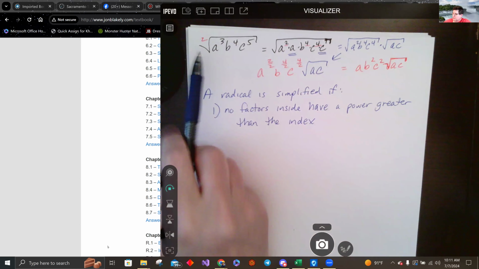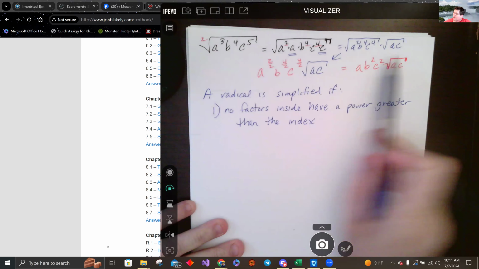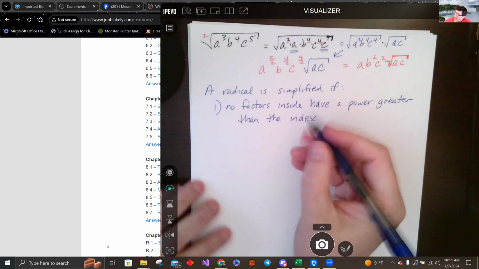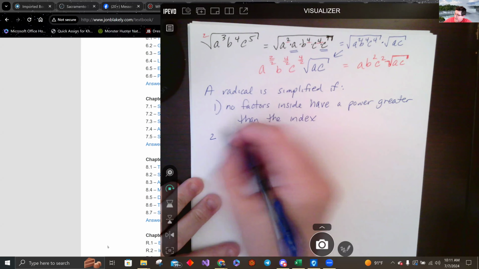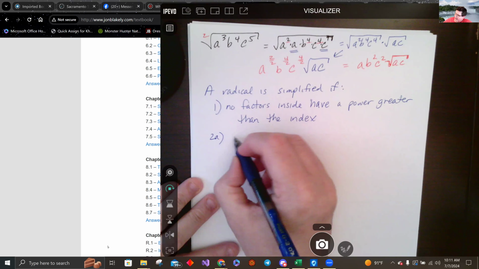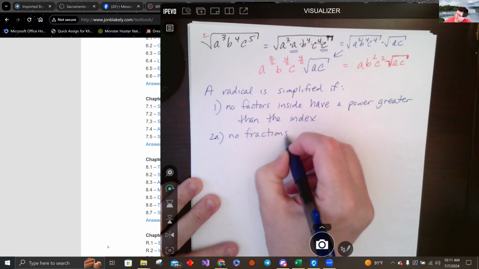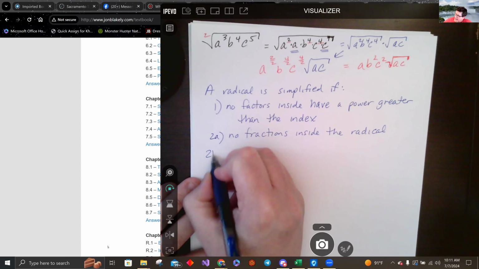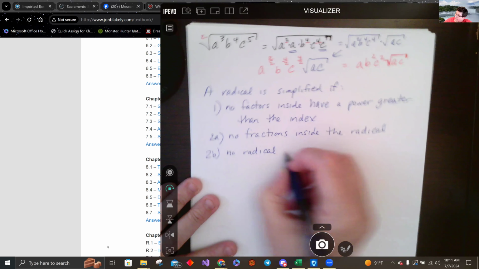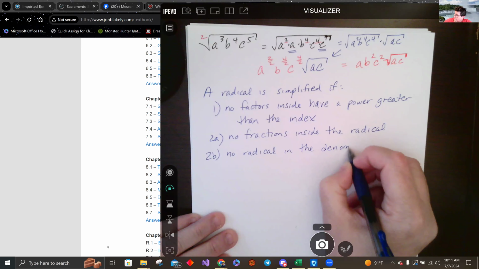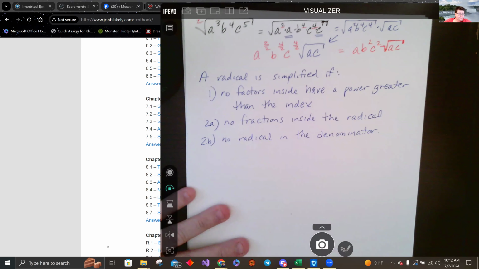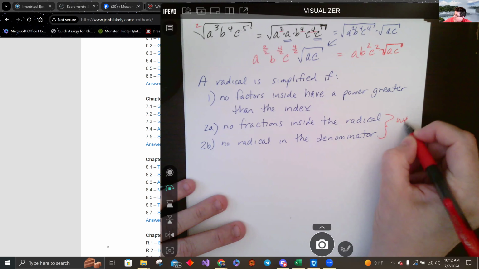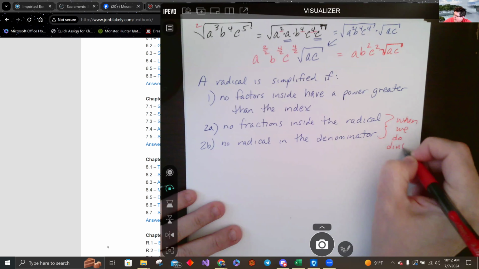3, 4, and 5 were greater than 2. This has got a power of 1. This has got a power of 1. The index here is 2. And now they don't have it on the inside. 2, I'm going to say 2a and 2b. They're kind of related. No fractions inside the radical. And 2b is no radicals in the denominator. We will address this when we do division. I think it's 8.5.